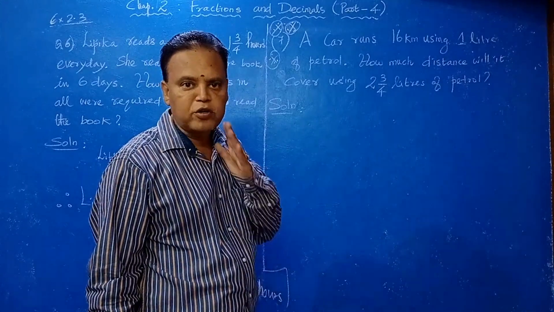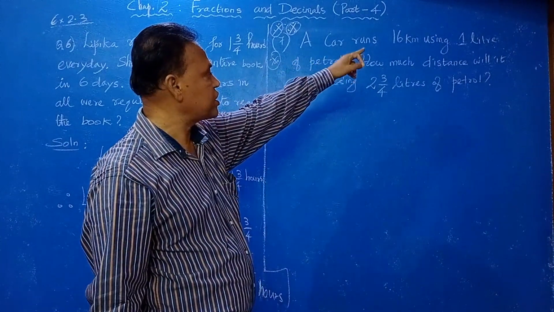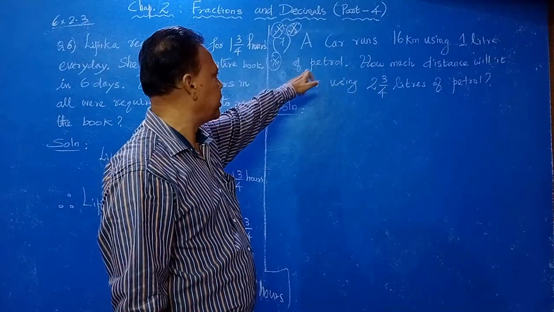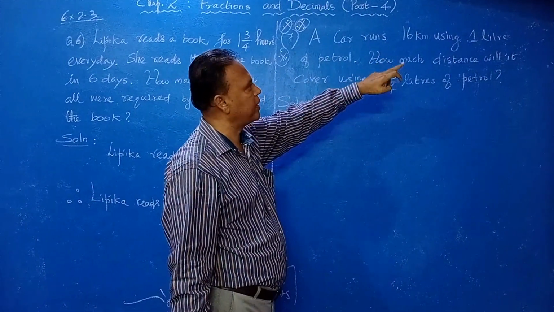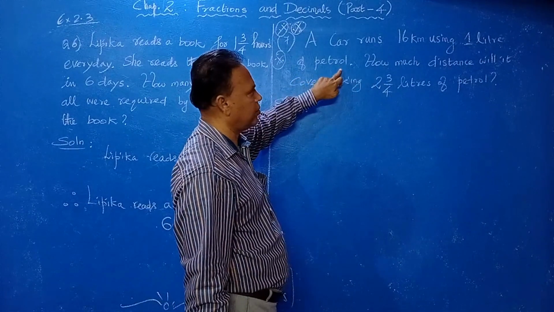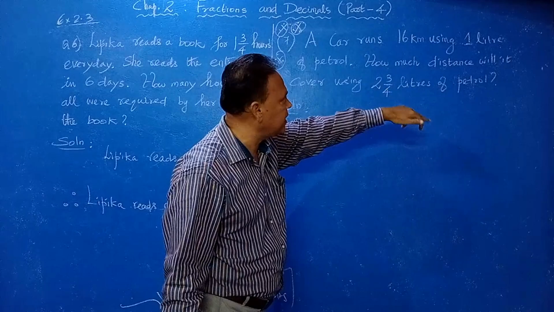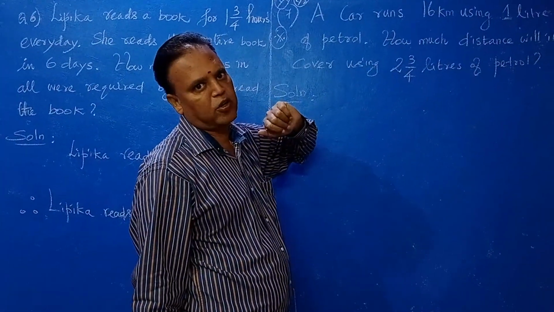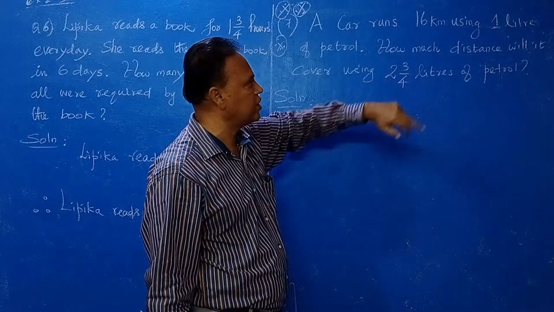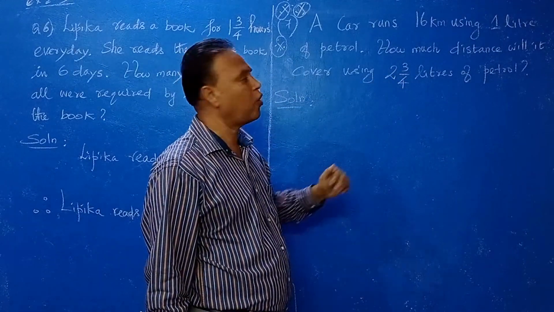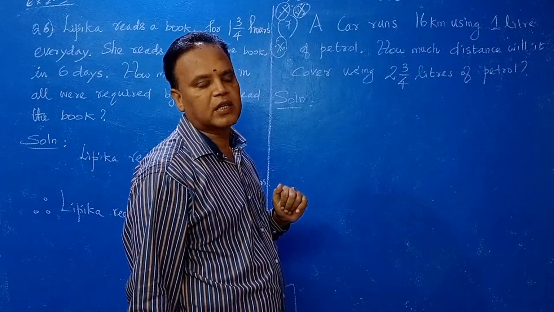So next we are going to see a very important problem. A car runs 16 kilometers using 1 liter of petrol. That means distance covered by a car in 1 liter is 16 kilometers. Then how much distance will it cover using this much liter of petrol? So you have to find out, for this much liter of petrol, how much distance will be covered.